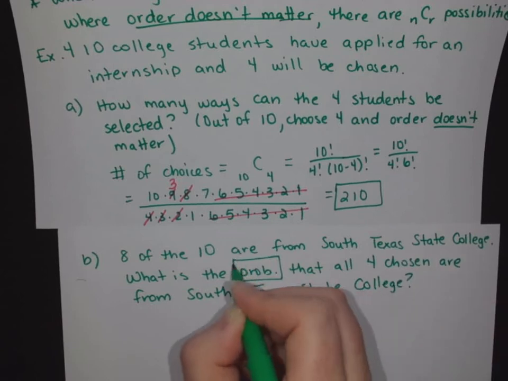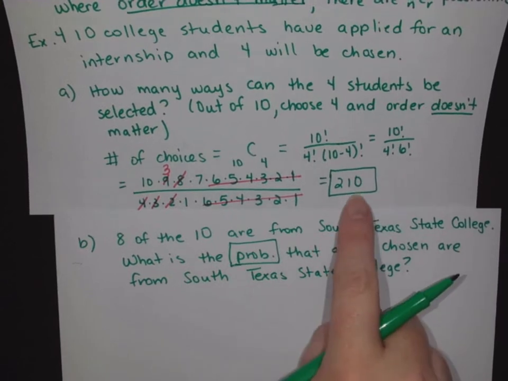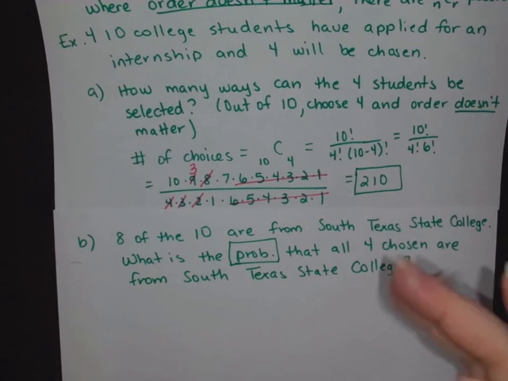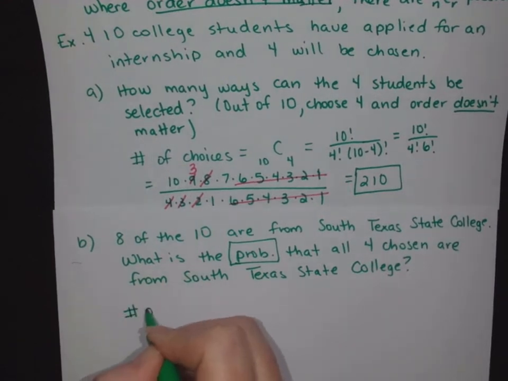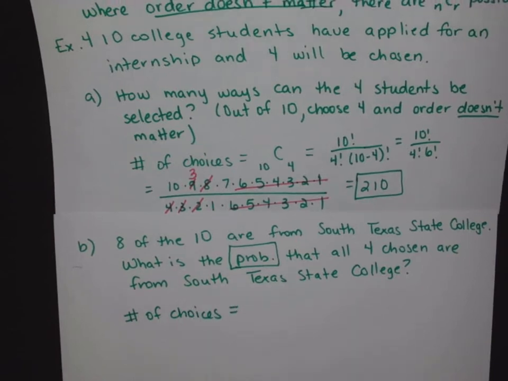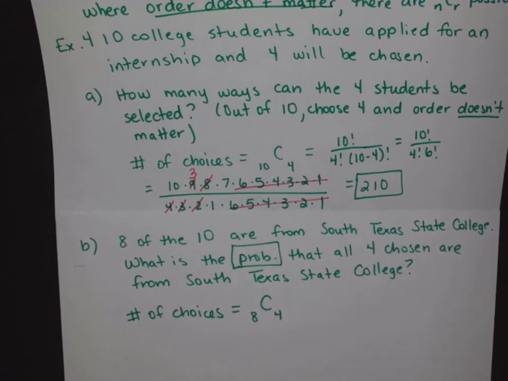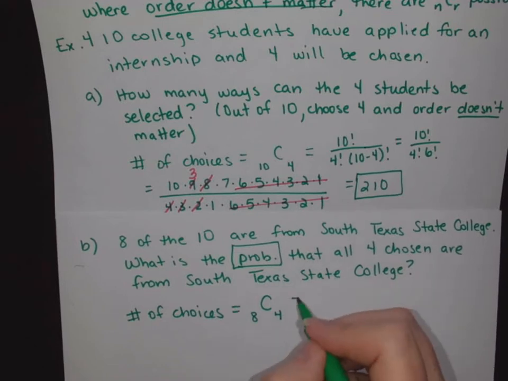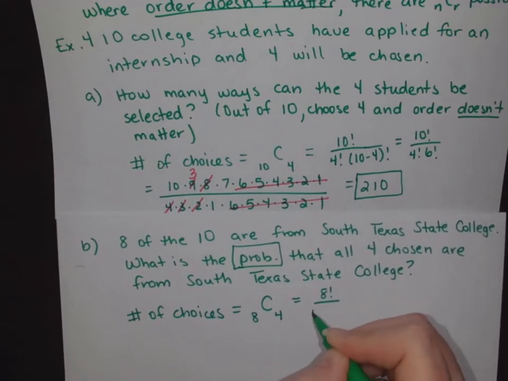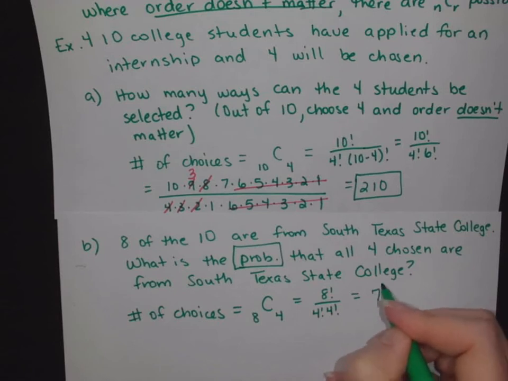Okay, so I'm asking you for probability, which means we're going to need to consider something over 210, because 210 is the total number of ways that 4 students could be selected. So first we need to figure out the number of choices where what we want to happen occurs, which is we want the 4 to be chosen out of the 8. Again, notice that we don't care about order, so out of 8 we'd like to see all 4 chosen from that 8. So this is going to look like 8 factorial over 4 factorial, and then the difference between the two would also be 4. So this works out to be 70.